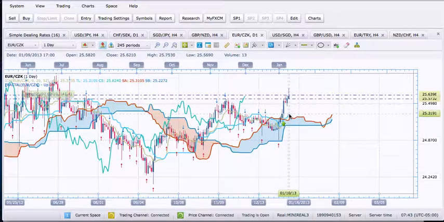Kijun is pointing straight up. That's a good sign. The chikou span is also pointing up. It's clear of price action. What I like to do is draw a little box in front of my chikou span and see if there's any obstructions.